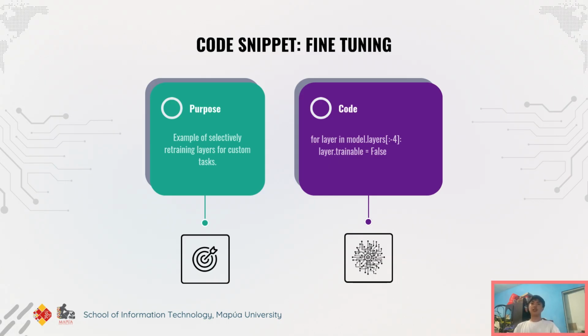Here we show another code snippet for fine-tuning VGG16. In this example, we freeze all layers except the last four convolutional blocks and add a new classifier head. We compile the model with a low learning rate and use early stopping during training. This ensures that the model updates gradually, adapting to the new data without losing its previously learned knowledge. Fine-tuning like this strikes a balance between efficiency and customization.